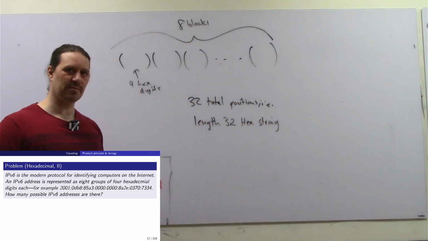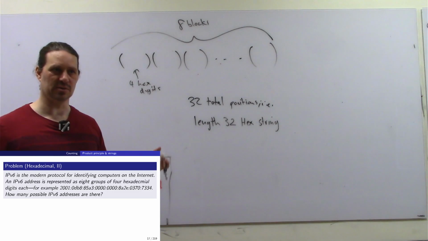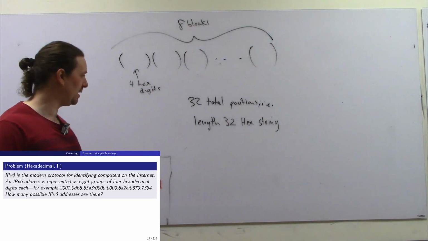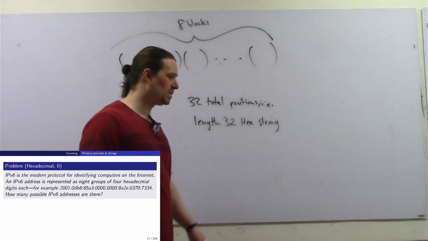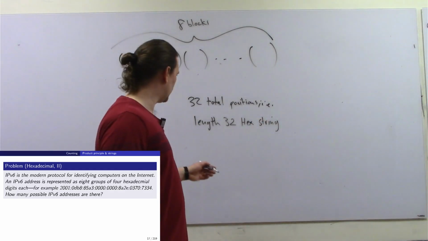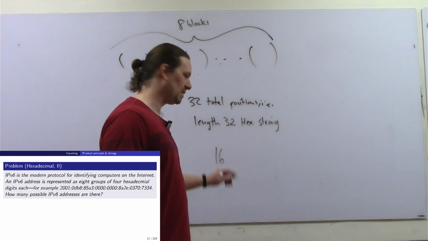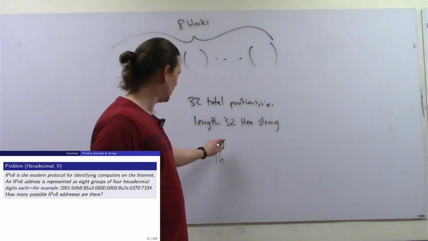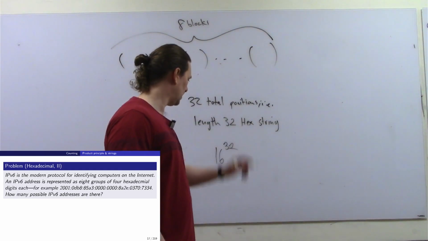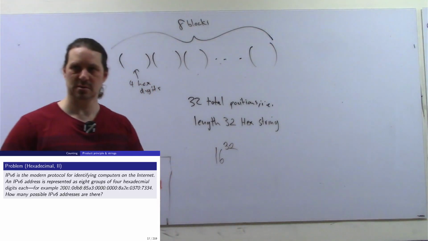Hexadecimal strings come from an alphabet of 16 different characters, 0 through 9, A through F, okay? So using the methods we've been using, we can quickly answer this question as 16 times 16 times 16 times 16, 32 times. So there's the number of IPv6 addresses.